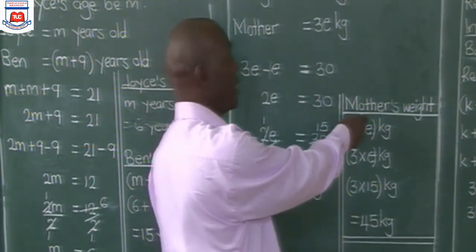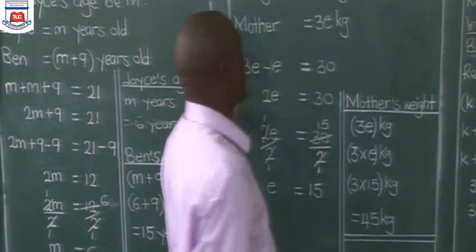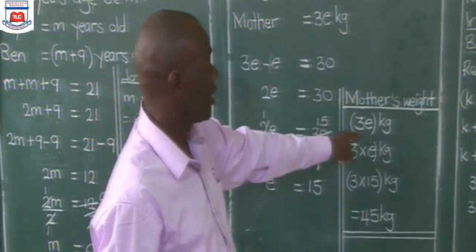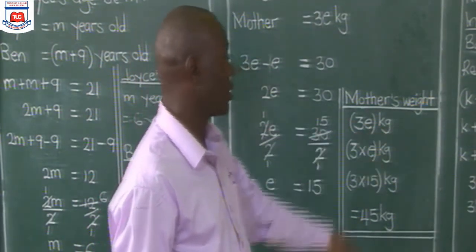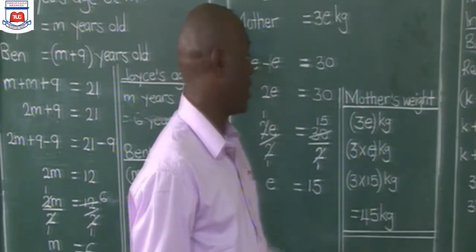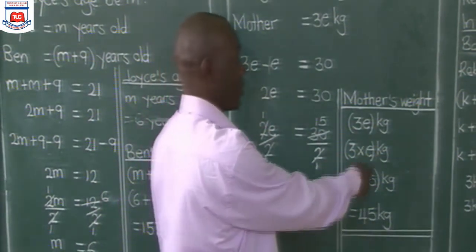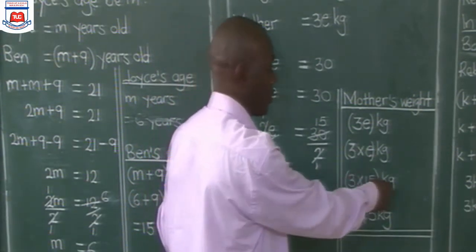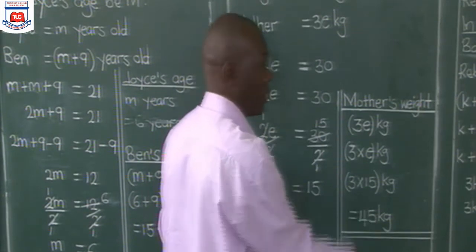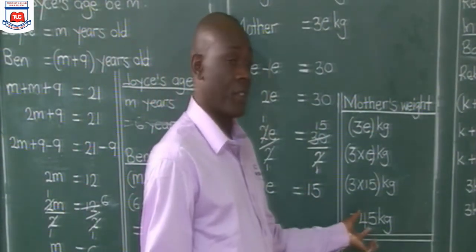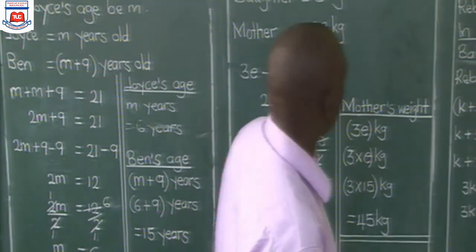Hence, the heading, mother's weight. Get it from the formation here as 3E kilograms, which means 3 times E kilograms. And now substitute 15 for E and get 3 times 15 kilograms, which is equal to 45 kilograms. So the mother weighs 45 kilograms.